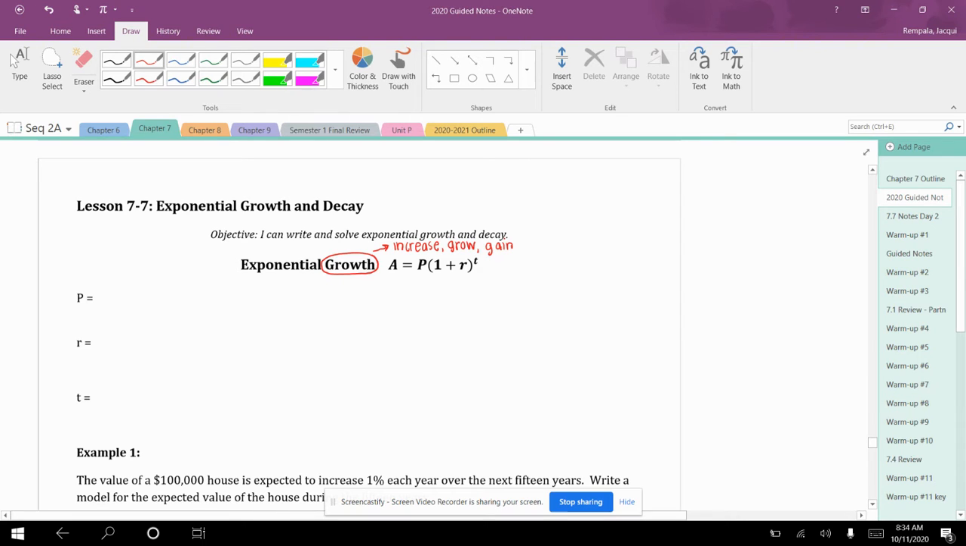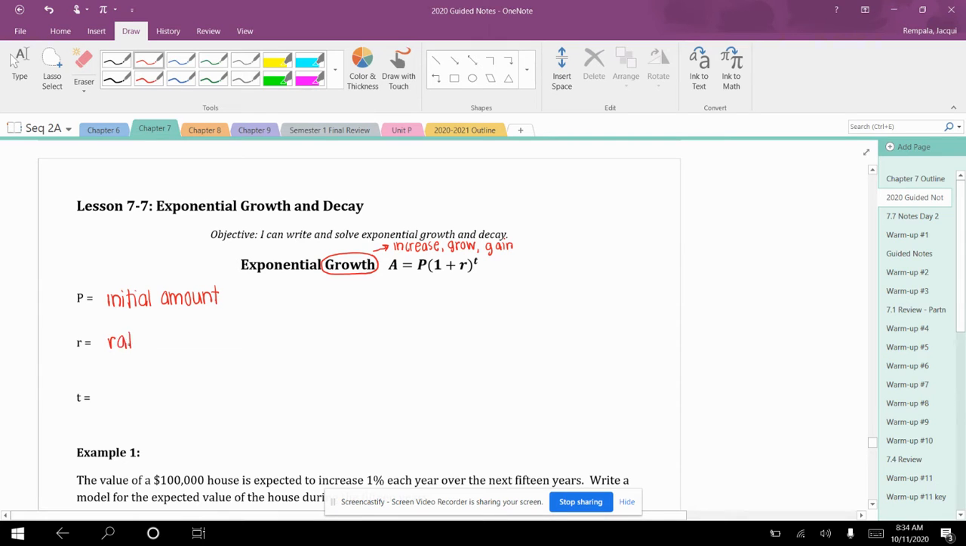There are all these different variables. Let me tell you what these variables are representing. So P stands for the initial amount. So maybe we're starting with a certain amount of money or a certain amount of objects. That's what our initial amount is. We represent that with the letter P.